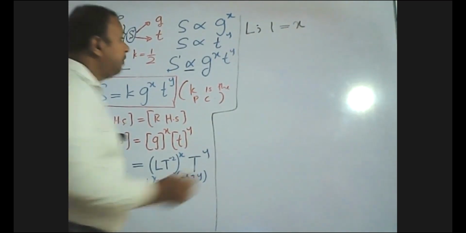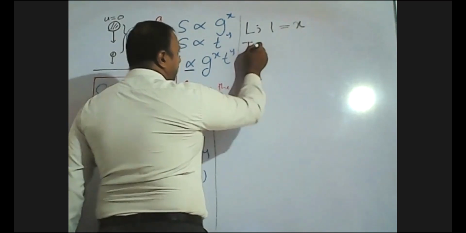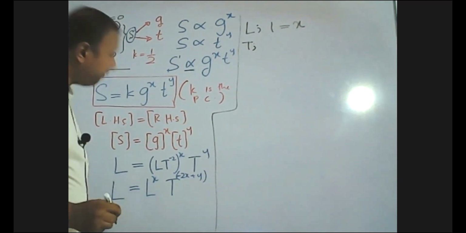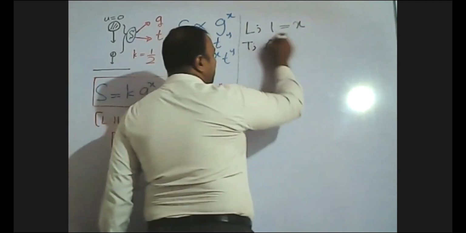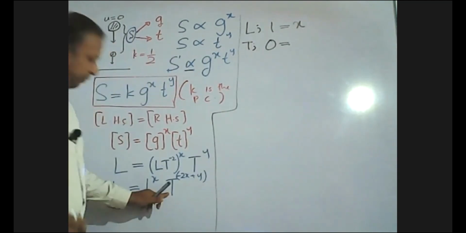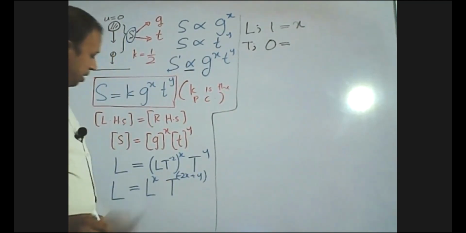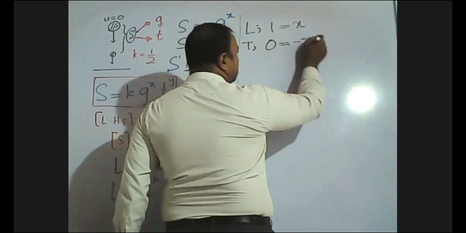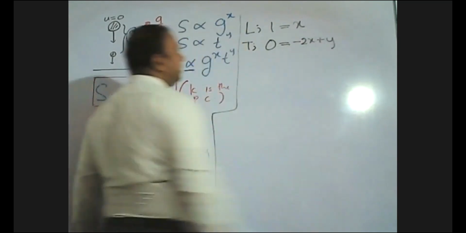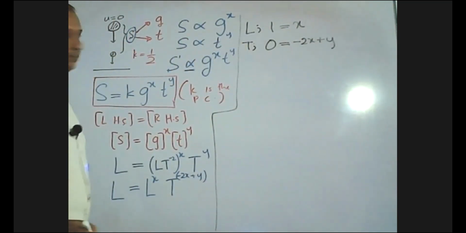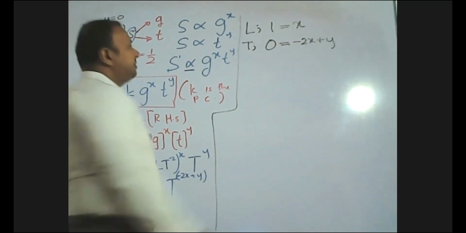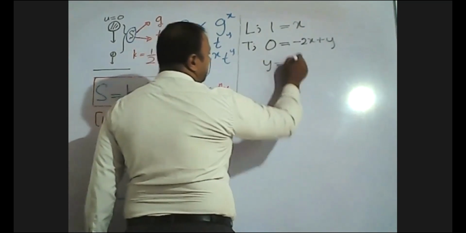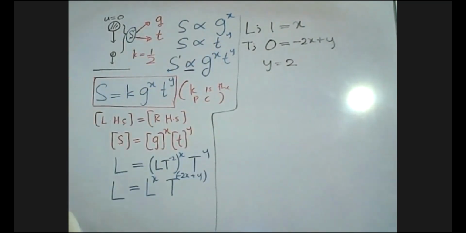Then I can equate the power of T. On the LHS, there is no T term, so the power of T is equal to 0 on the LHS. The power of T on the RHS is equal to minus 2x plus y. I know x is equal to 1. If I put 1 here, y is equal to 2.